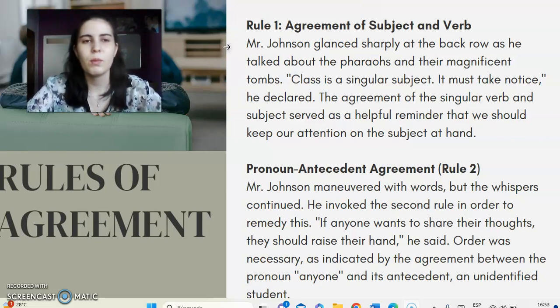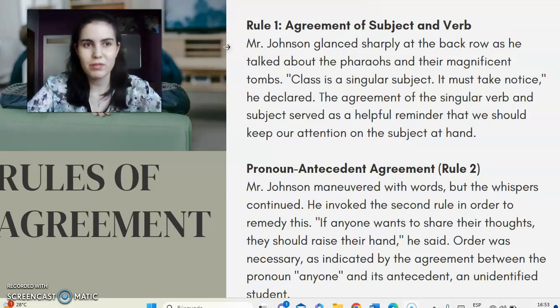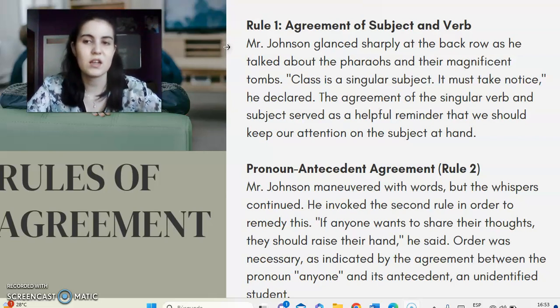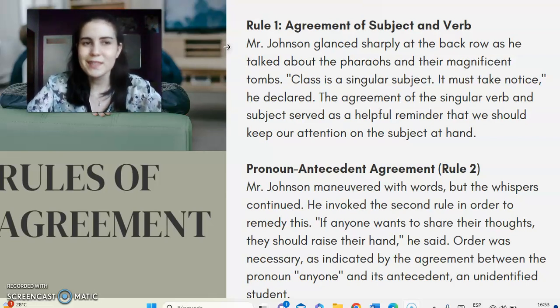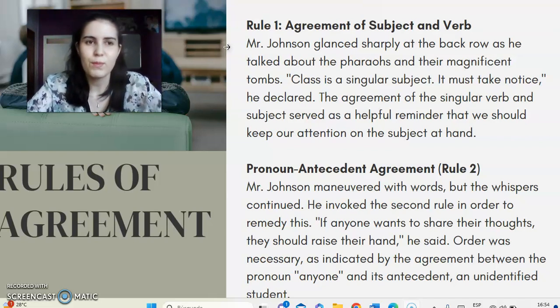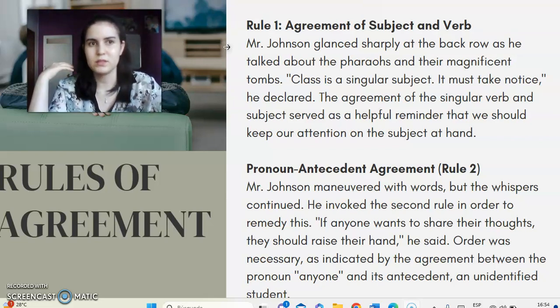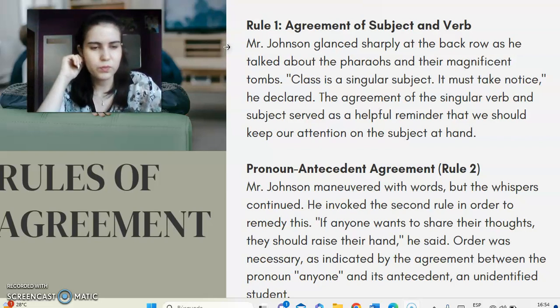I remember we were talking about the pharaohs, and my classmates were making some jokes about that, and Mr. Johnson said, class is a singular subject, it must take notes. Here the agreement of the singular verb and the subject reminds us as students that we should keep our attention on the subject the teacher is giving, and not on what the people behind us are talking about or joking about.